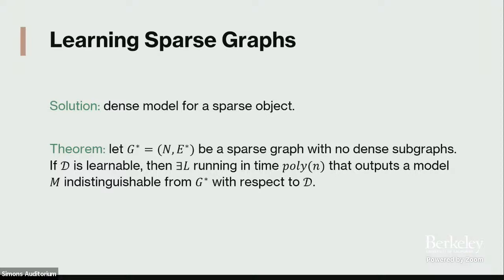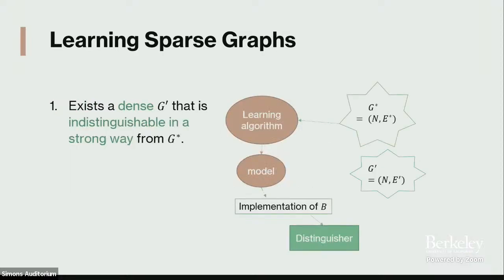So this is our theorem. If we have a sparse graph, but we can only do it for a sparse graph that has no dense subgraphs, and we have a learnable set of distinguishers, then we can output a model that is indistinguishable with respect to a set of distinguishers. And the way we're doing it, at a very high level, is by using the strong regularity lemma.